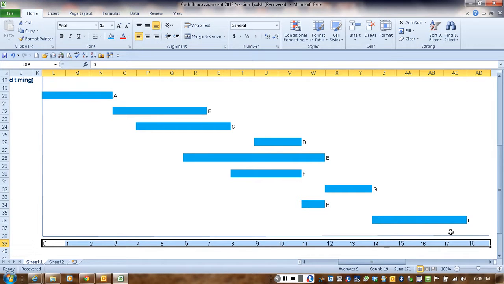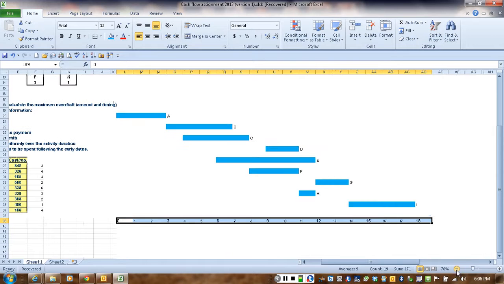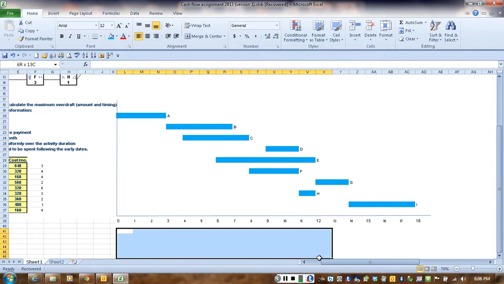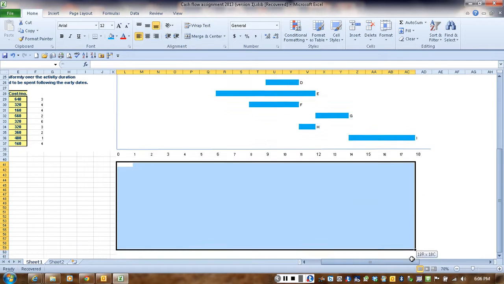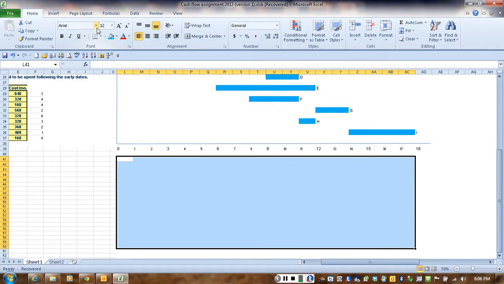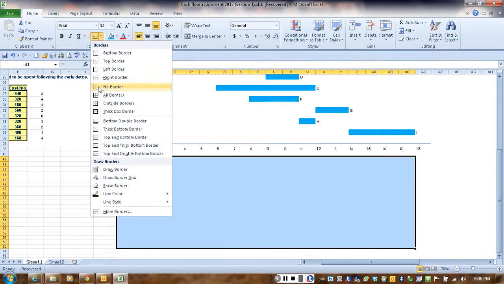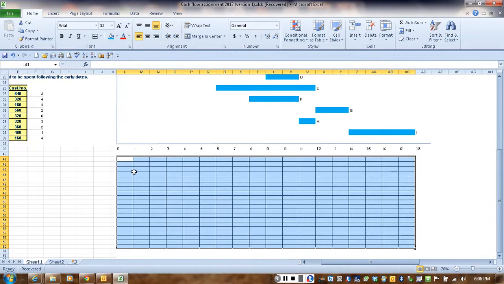Okay, so here's my bar chart. Then what I'm going to do is I'm going to draw a table underneath this bar chart, and I'm going to plot in the numbers for the different activities. So I'm going to draw a table like that. Okay, so activity A for the first 3 months, 640. So here's A.